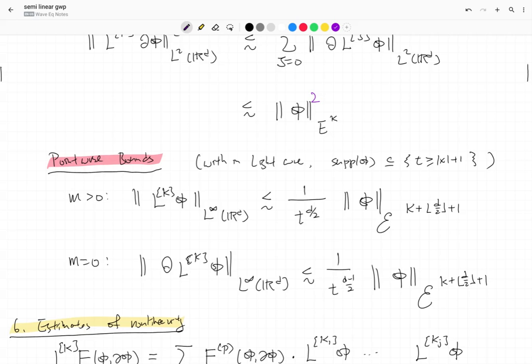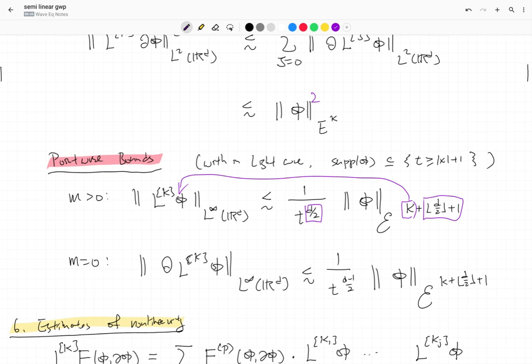But when m is positive, so in the Klein-Gordon case, what we have is that the function phi, if you take k derivatives of it using the L derivatives, and you measure this in L infinity, is going to be bounded by 1 over t to the power d over 2, multiplied by phi's norm on the script E space of k plus d hat plus 1. Script E space is the hyperboloidal energy space. This k here corresponds to the k that I assumed was there. And in order to estimate this object in L infinity, I have to sacrifice, using the Sobolev inequality, another d over 2 derivatives. This is why I have this factor added to it. This is precisely the global Sobolev inequality that we had before.